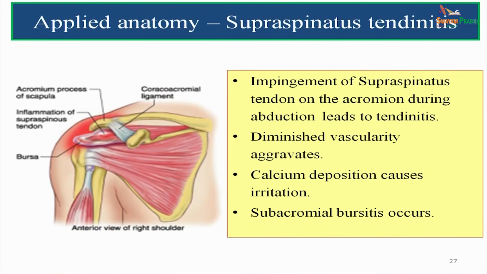Applied anatomy, we have a most important clinical condition known as supraspinatus tendinitis. There is impingement of supraspinatus tendon on the acromion process during abduction movements, which can lead to tendinitis or inflammation of the supraspinatus tendon. There is diminished vascularity, which can aggravate the condition. Calcium deposition can further cause irritation and burning sensation, which can result in subacromial bursitis also. So, you can see the inflamed supraspinatus tendon in a condition of supraspinatus tendinitis.